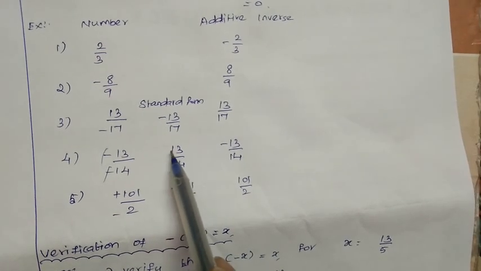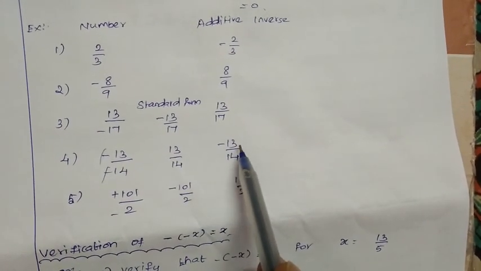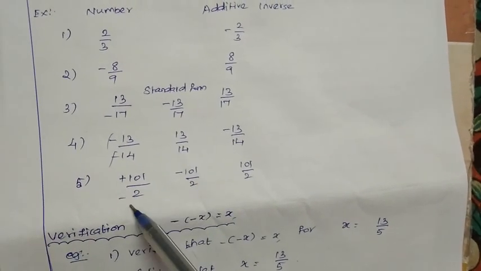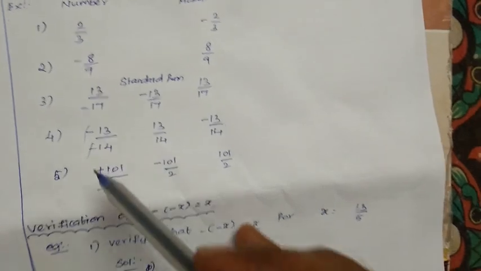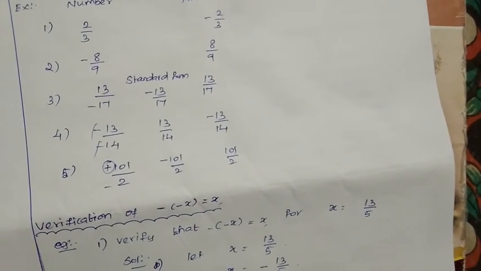The negative of this one is minus 13, plus negative is minus 13 by 14. Similarly, plus 101 divided by minus 2. So 101 divided by minus 2.